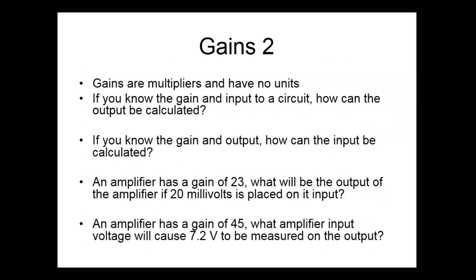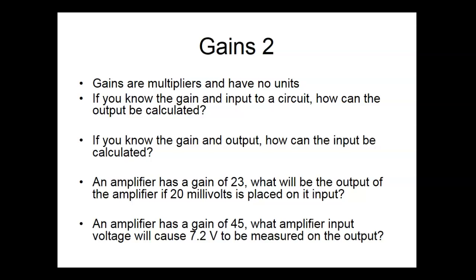Gains are multipliers and have no unit. If you know the gain and the input to the circuit, how can you calculate the output? You take the input, multiply it by the gain, that'll give you the output. If you know the gain and the output, how can you calculate the input? You take the output and divide it by the gain, right?